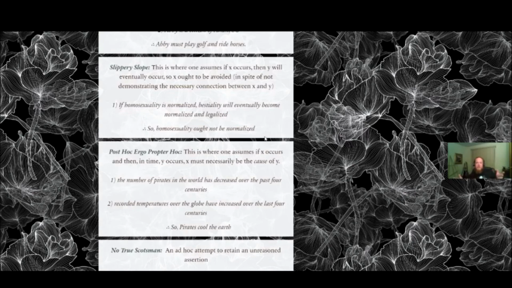So I say, pirates cool the earth. The number of pirates went down, the temperature of the earth went up. There must be a connection. That's the fallacy. You say there must be a connection. And so here, correlation doesn't equal causation. You take two things that happen in the world and you say they must be connected somehow, even though you have no way of demonstrating their necessary connection.